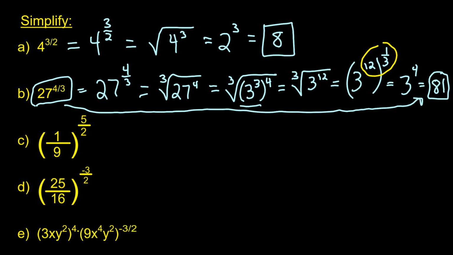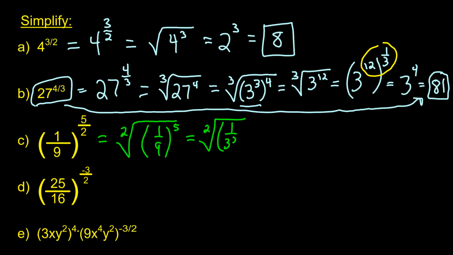So let's try the same thing here on part C. I'll switch up the colors so we can see the difference between part B and C. So if I have 1/9 to the 5/2, that's the square root of 1/9 to the 5th. So one thing you can do, just like on the previous problem, is 1/9. You should see that as, let's see, the square root of 9 is 3 squared. So when you see 1/9, you should see that 9 is really 3 squared.